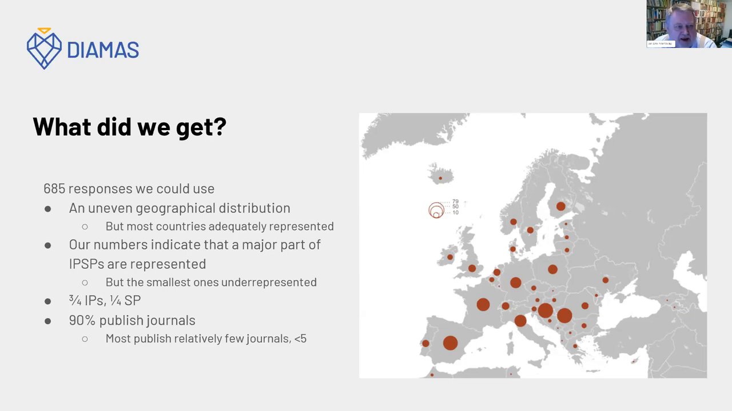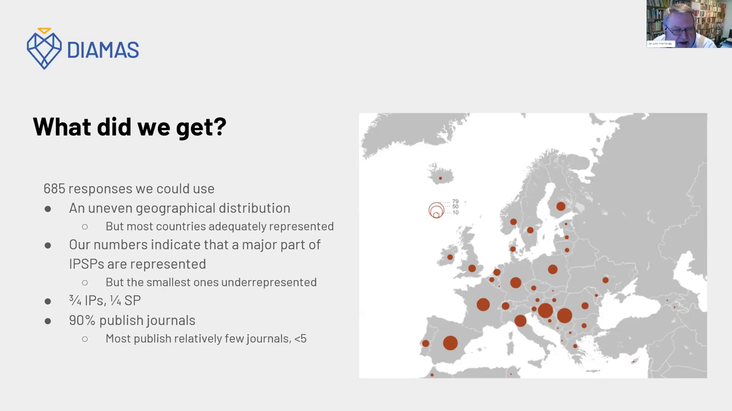The responses were from rather uneven geographical distributions, but what we find is that most countries were adequately represented. Our numbers indicate that a major part of IPSPs in Europe and the individual countries are represented, but as always, the smallest ones are underrepresented. The standalone journal is very much absent from the responses. Three quarters of our respondents were institutional publishers, one quarter service providers, but this is self-declaration. And you see from the responses that organizations that are identical in what they do differ in how they classify themselves. So this is a difficult concept.